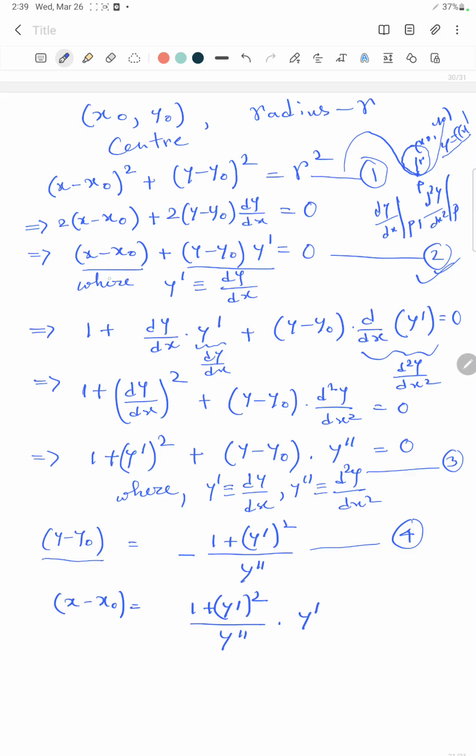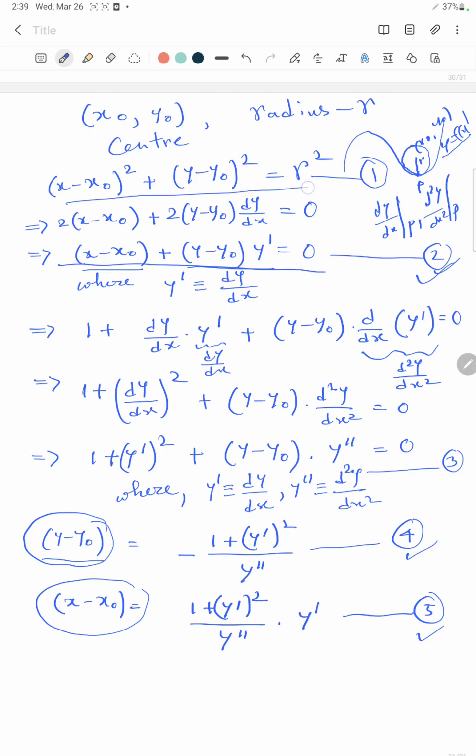Okay, because from here you can see just x minus x naught equal to minus of y minus y naught into y dashed. So in place of y minus y naught, you can just substitute this expression given by 4 and that will give you this. So suppose this is your equation number 5. Now what we will do, we will simply substitute the expression for y minus y naught and x minus x naught into equation number 1, that is the equation of the circle, this. Okay, and let us see what we can get from there.